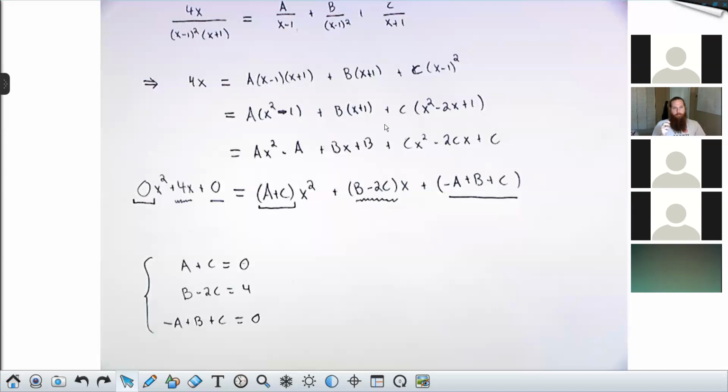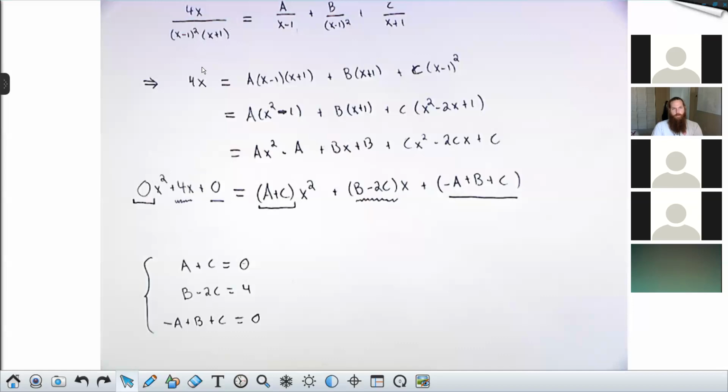How does it just stay as 4x on the left side? So I'm cross multiplying by this denominator, right? Mm-hmm. So when I multiply over here by x minus 1 squared times x plus 1, everything from the bottom cancels. And what's left is just 4x. Okay. Does that make sense? Yeah.